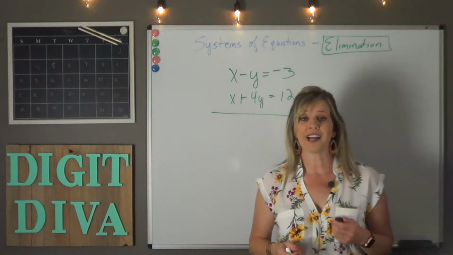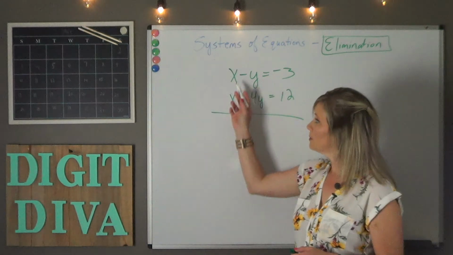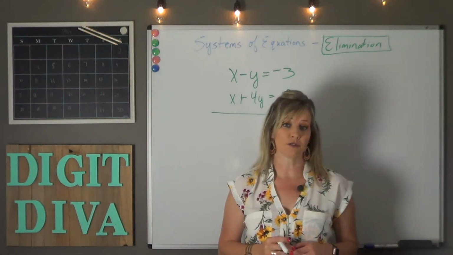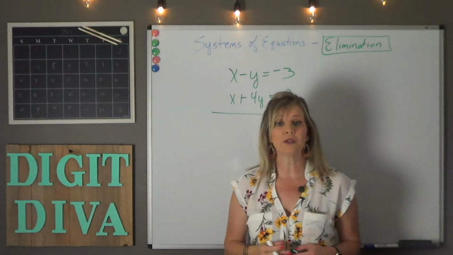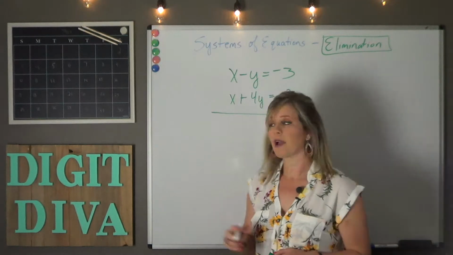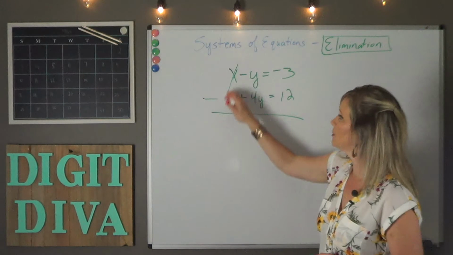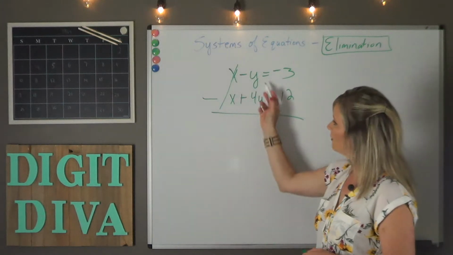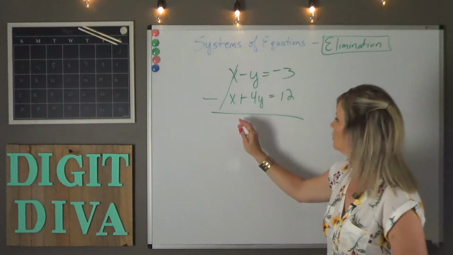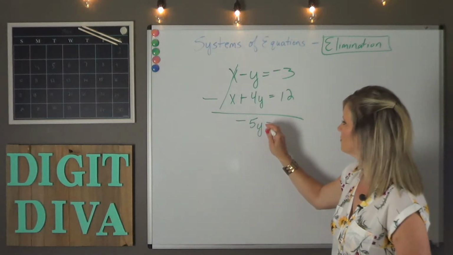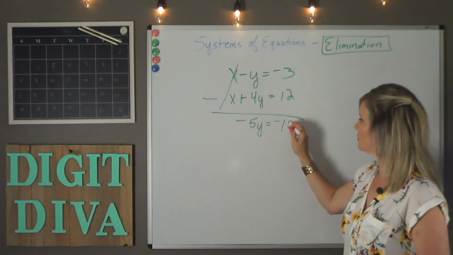So when we are trying to solve systems of equations by eliminating, we always want to choose to eliminate the variables that have the coefficient of 1. So we have a positive 1 here and a positive 1 here. How would you get those to eliminate? You would subtract. So when you subtract x minus x, it eliminates, it cancels. And then we'll have to go through and do a little bit of math. Negative 1 minus 4 would give us negative 5y. Negative 3 minus 12 would give us negative 15.